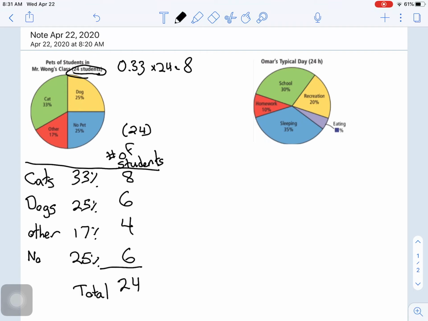Okay, now if we look over here at Omar's typical day of 24 hours, we notice that we have school, recreation, eating, let's put eating last, homework, and sleeping, and then eating is last. I put eating last because that's the one we don't know, right? It has a question mark there.